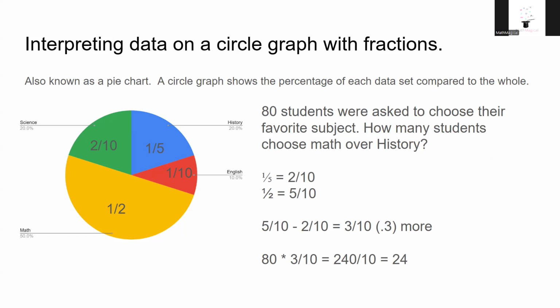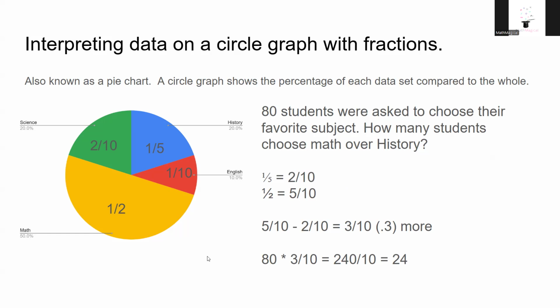And then we can do 80 times 3 divided by 10, or 80 times 3/10. So that gives us 240 divided by 10, or 24 students chose math over history. You also could have gone the other route where we figured out, well, half of the students is 40, 1/10 is 8, 2/10 would be 16. 40 minus 16 is 24. So again, you could have done that either way. I prefer to just subtract the fractions or subtract the percentages up front and then just find that percentage one time.